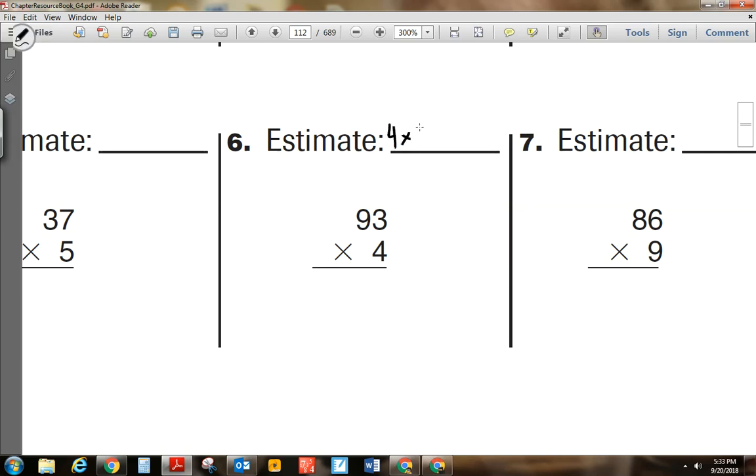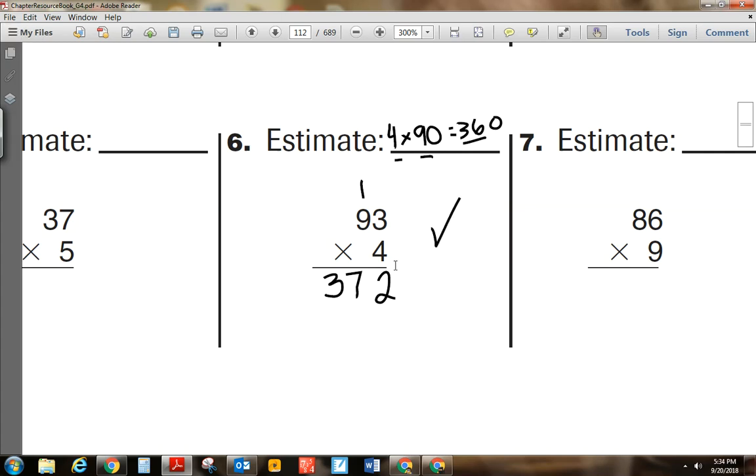So we're going to do 4 times 90, which is 4 times 9 tens, is 36 tens. If my final product is close to this, I know it's reasonable. Start with the ones place. 4 times 3 is 12. Gotta make sure I move my tens over. 4 times 9 is 36 tens, plus one more 10, is 37 tens. So my final product of 93 times 4 is 372. It's pretty close to 360, so I'm on track.